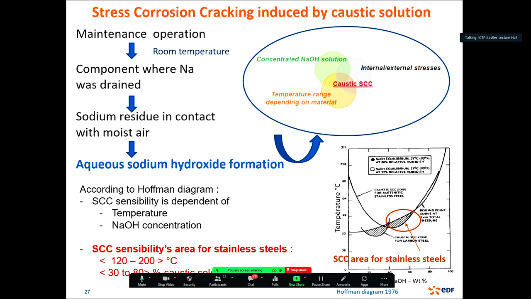There is a strategy to avoid that by appropriate procedure, drying the gas, drying the local before filling with the sodium. So there is a specific procedure which has been applied successfully, particularly on the Phoenix reactor.